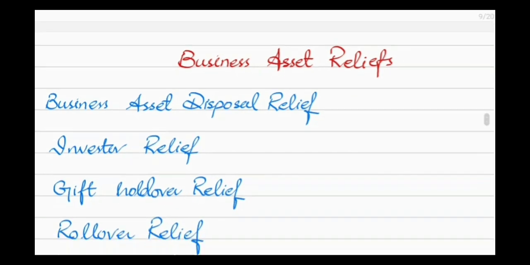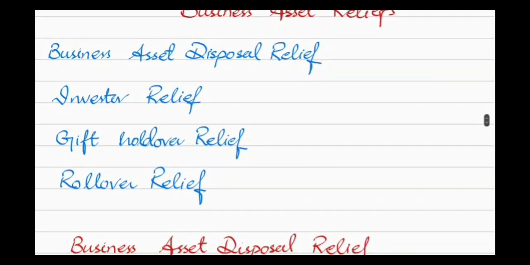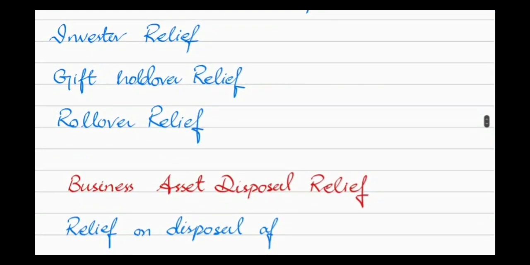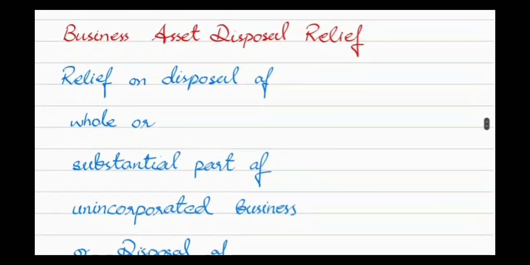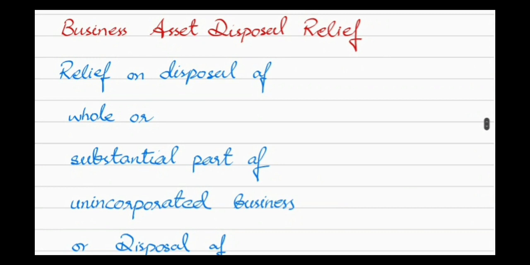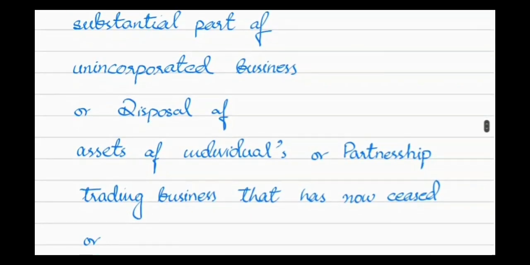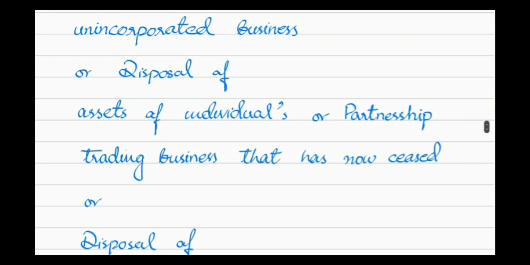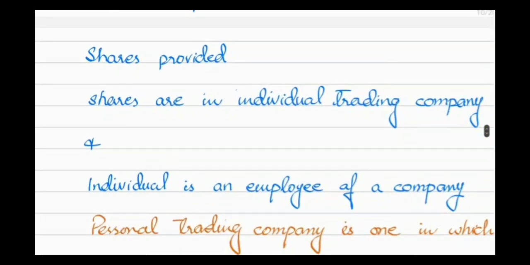The topic is business asset relief, and it includes business asset disposal relief, investor relief, gift holdover relief, and rollover relief. First we are considering business asset disposal relief. It is a relief on the disposal of the whole or a substantial part of an unincorporated business, or disposal of assets of an individual's or partnership's trading business that has now ceased, or disposal of shares provided the shares are in the individual's trading company.